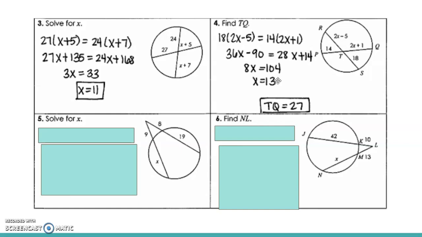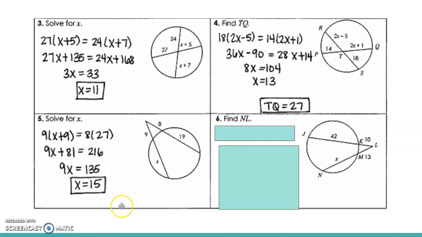Number 5 is an example where the intersection is outside our circle, so it's two secants that we're looking at. For this, the way we set up our equation is going to be 9 times the quantity of 9 plus x, so the small piece and then the whole thing, is equal to 8, the small piece, and then the quantity of the entire thing. They got 27 by just adding 8 and 19 together. If you need to write it out first as 8 plus 19 and then add it together, that's perfectly fine. When we solve for x, we find that x equals 15.